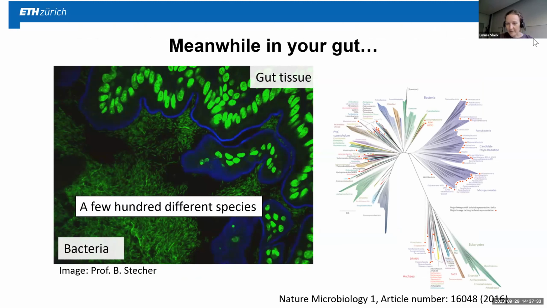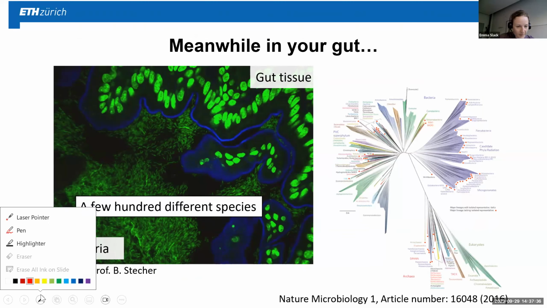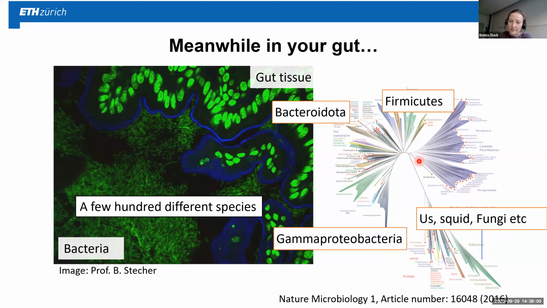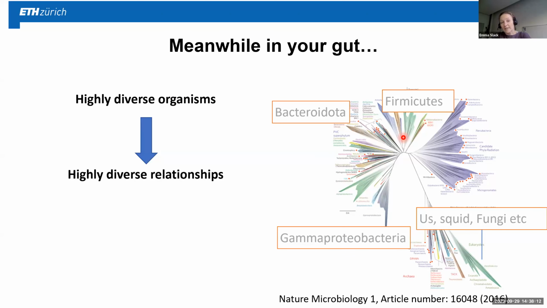So I like this tree of life from 2016. Let's see if I can get myself a laser pointer. Here we go. Down here you have the opisthokonta, and one of these little green lines is the opisthokonta. And in this little green line, we have really a lot of the diversity we can see, right? Basically everything except plants. So you and squid and mushrooms are all in one little line of this tree of life down here. And the bacteria you have in your intestine span the entire bacterial radiation. So from Gamma-Proteobacteria all the way up to Firmicutes, so the gray bit down here up to the green bit up here. And correspondingly, because these are highly diverse organisms, we also form highly diverse relationships with them.